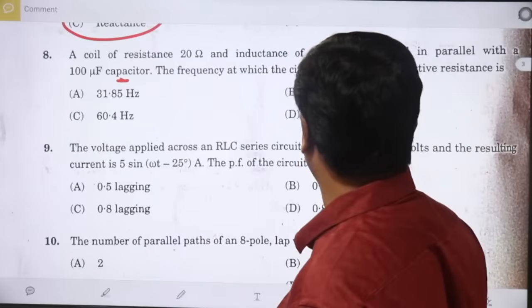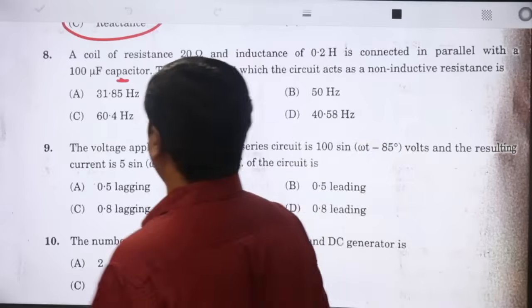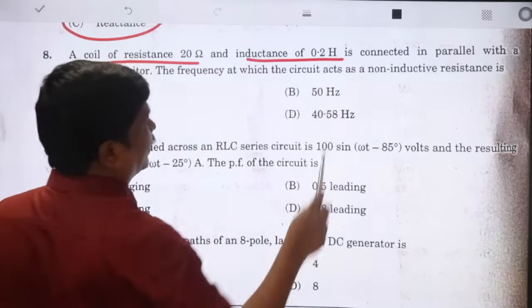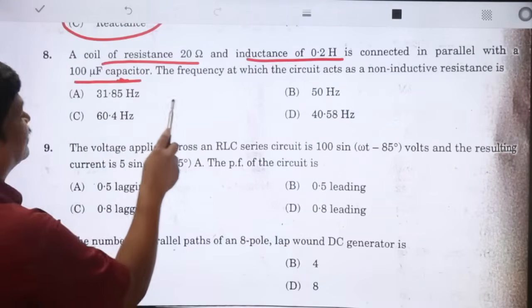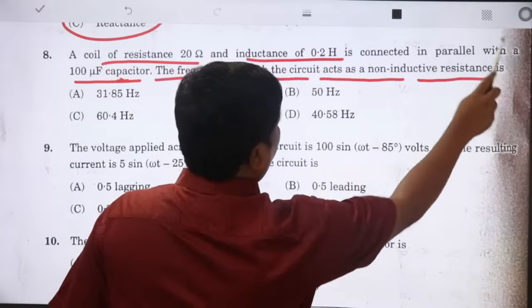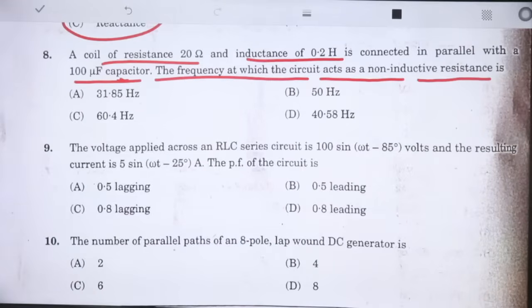Now, coming to a coil of resistance 20 ohms and inductance of 0.2 Henries connected in parallel with a 100 microfarads capacitor. The frequency at which the circuit acts as a non-inductive resistance. Non-inductive resistance. What is the condition for non-inductive resistance? We are going to get resonance. Non-inductive resistance means, what is the resonance formula?